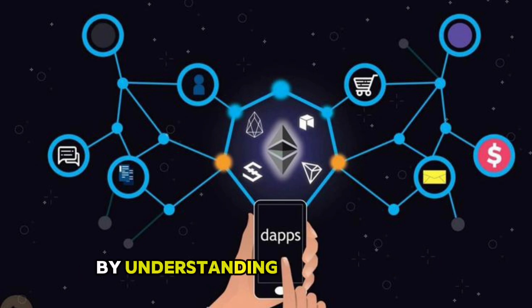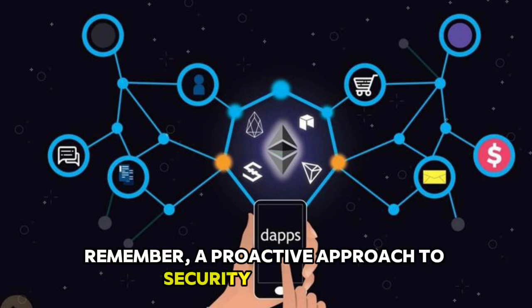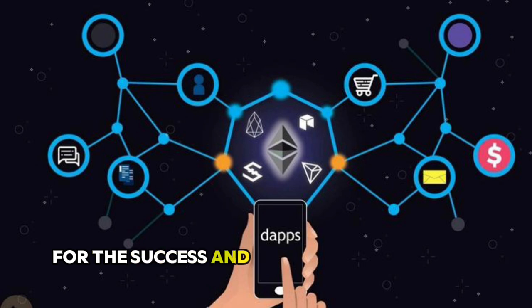By understanding and addressing these common dApp security flaws, developers can build more robust, secure, and trustworthy applications. Remember, a proactive approach to security is essential for the success and longevity of the dApp ecosystem.